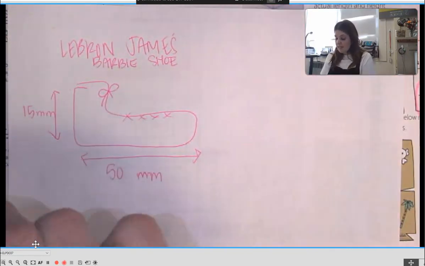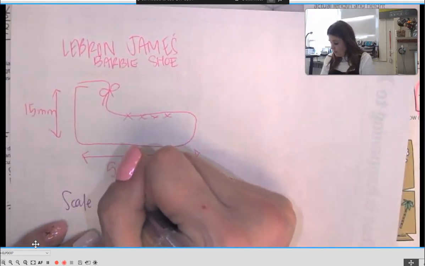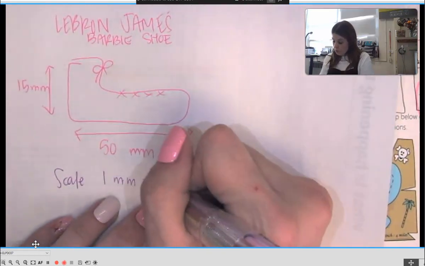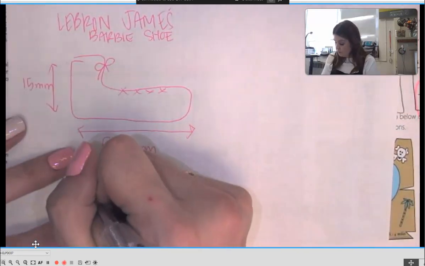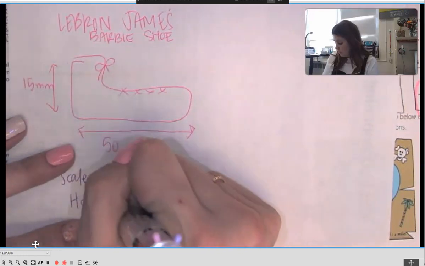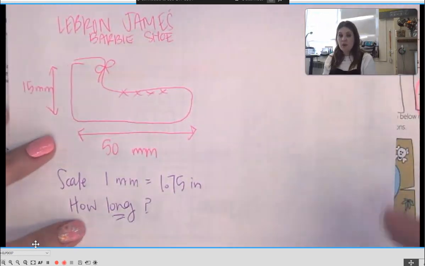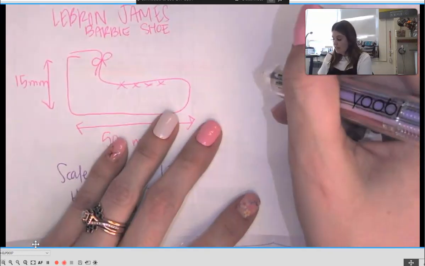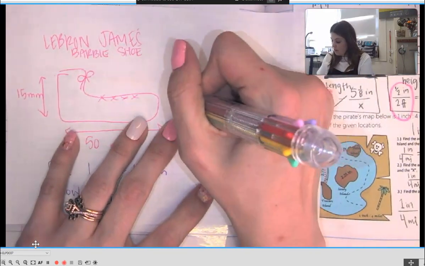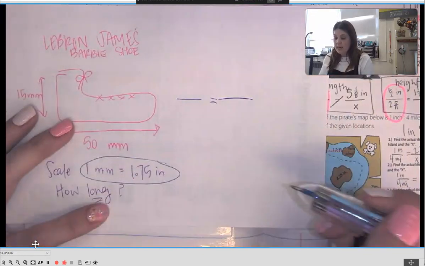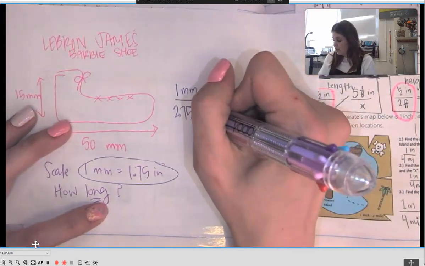If we use a scale where 1 millimeter equals 2.75 inches, what is the length, or how long is LeBron's real shoe? So first of all, we need to write a ratio with the scale as the first fraction. So I'm going to zoom out because I'm running out of room. So we're going to say equal sign, 2 lines, and we're going to put this scale in the first fraction. 1 millimeter is 2.75 inches.